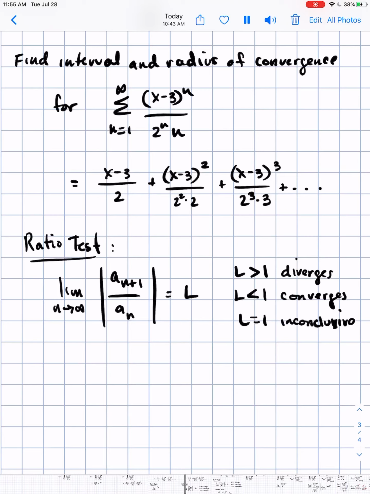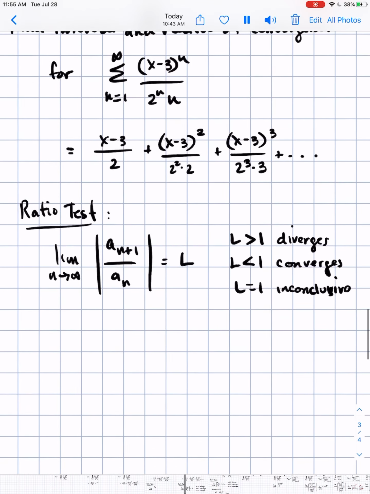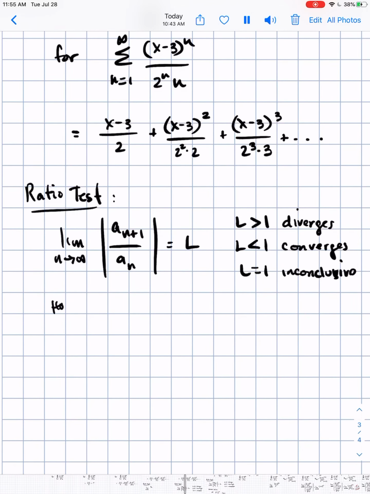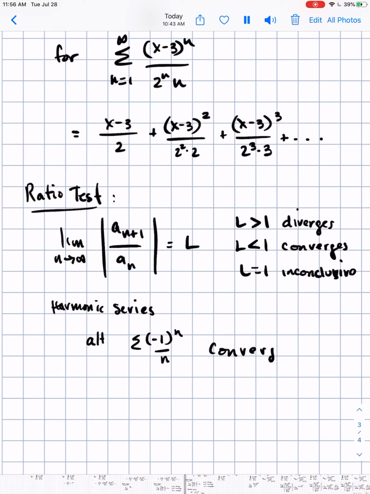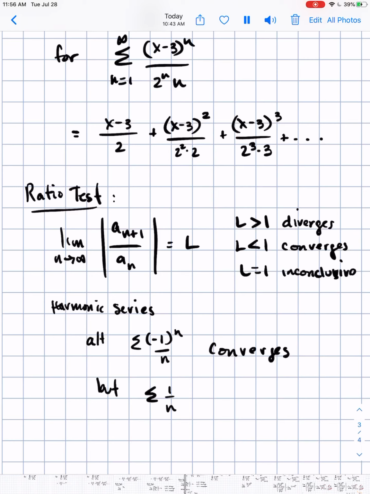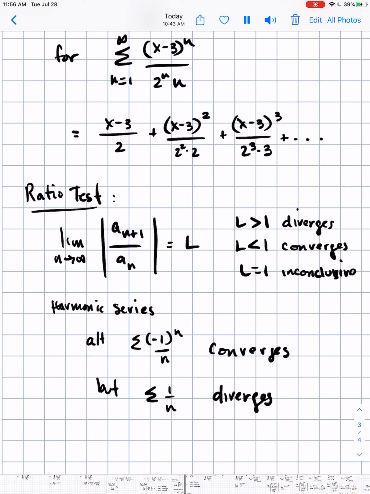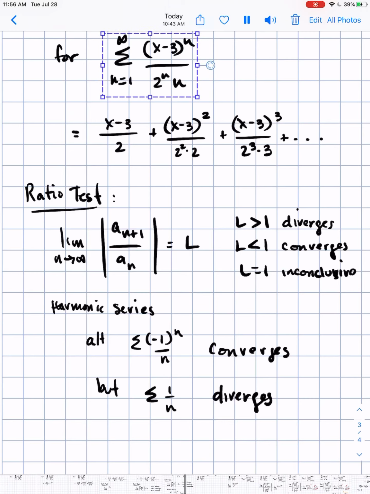And a couple other things, you kind of want to know the harmonic series when you are doing this. So alternating would look like this, negative 1 to the n over n, something like that, and this converges. But if it doesn't alternate, it diverges. And that's important when you want to check endpoints. So let's go back to this series that we have up here.